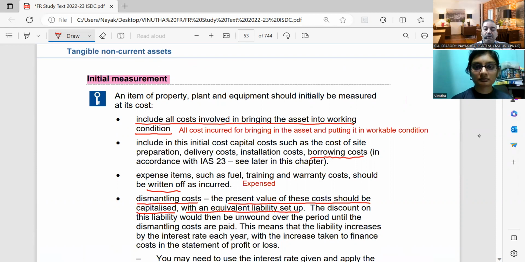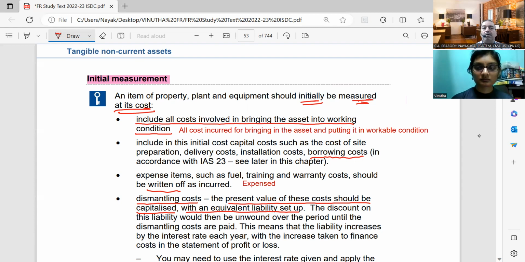They say that an item of property, plant and equipment should initially be measured at cost. Initially be measured at cost. No second option. Only one option. That is, we are going to measure it at cost. Now, what includes cost? What all items will be included in cost? That breakup is to be known by us. What constitutes cost?